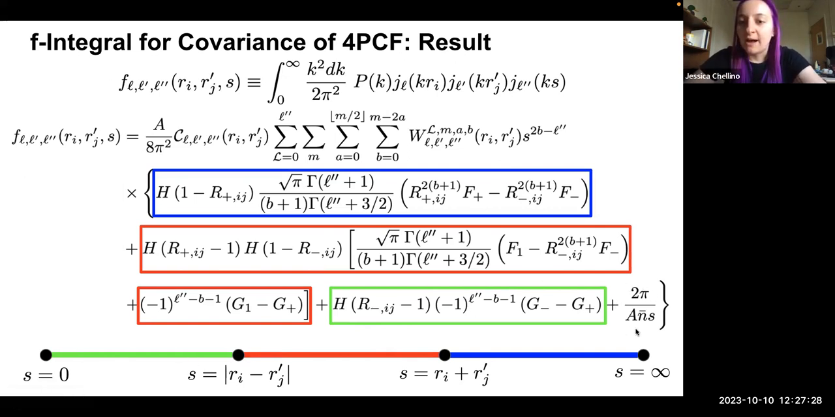Finally, we have this 2π over a n bar S term that contributes over all regions of S. But the neat thing about this F integral result is that aside from this 1 over S term at the end, we will only have either the blue, red, or green term. We'll never have a combination of the blue, red, or green terms. So this breaks up our F integral result into different regions of the separation between the two tetrahedra.